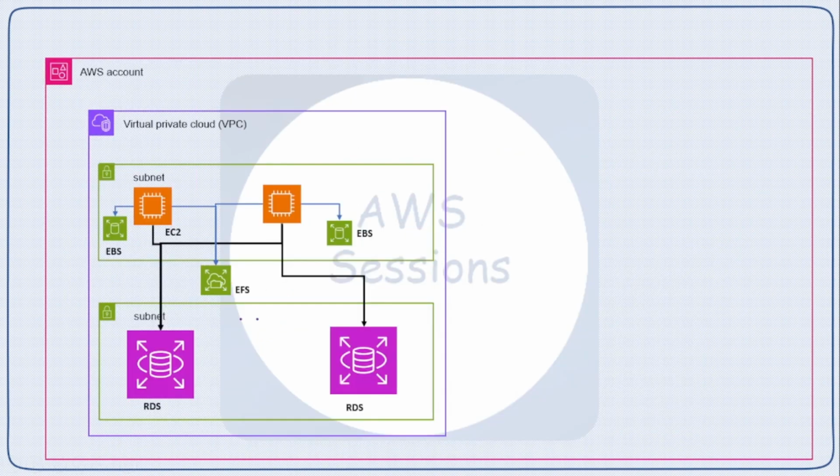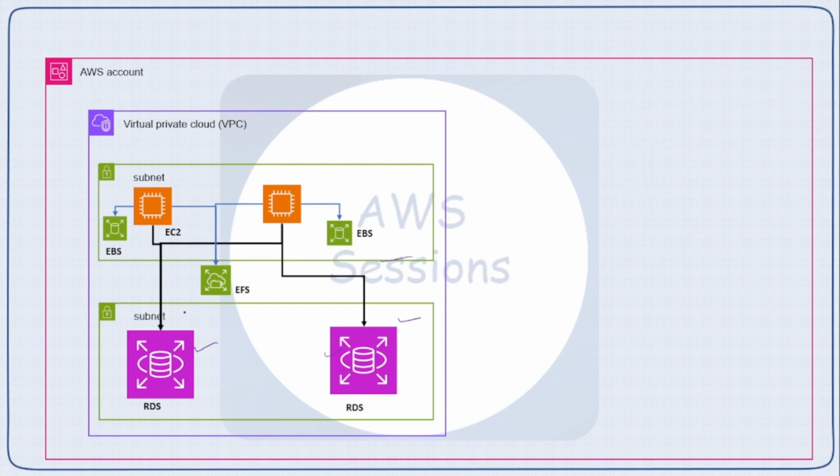So here you can see that we have created two RDS instances and these can be different engines, like one can be Oracle, the other can be MariaDB, let's say. And just a point to highlight here is that we have created this in a separate subnet.